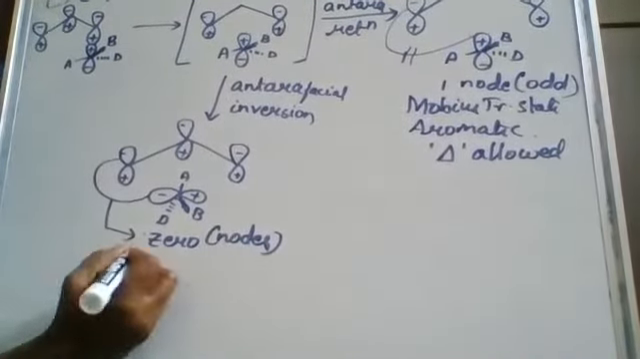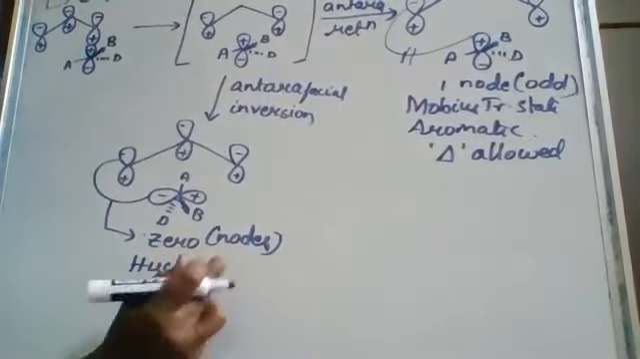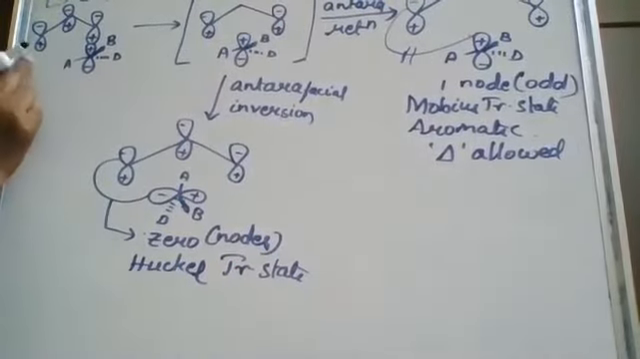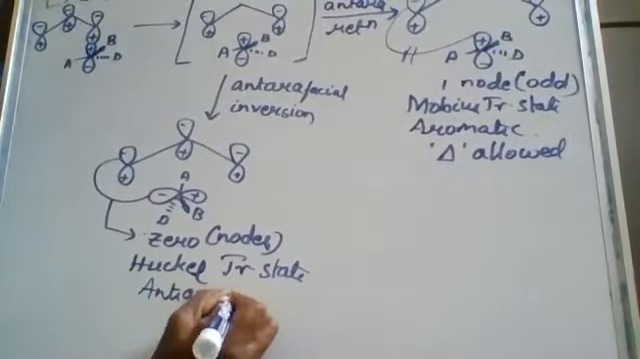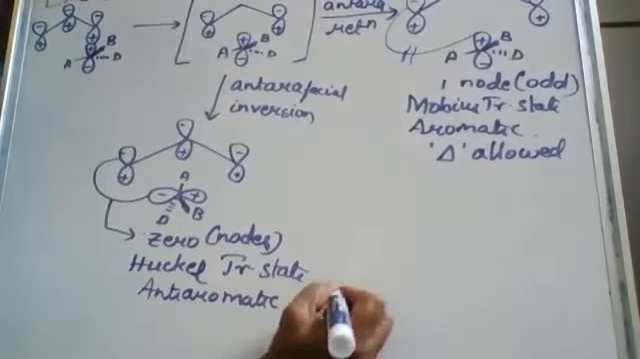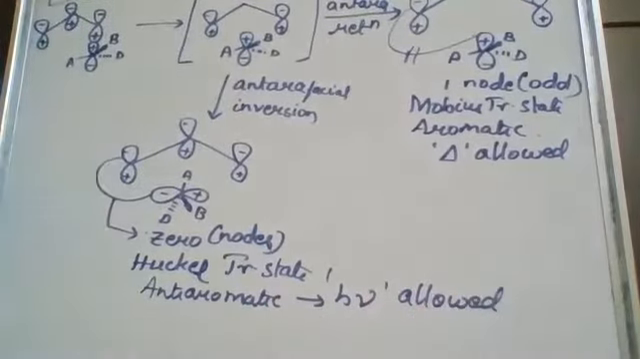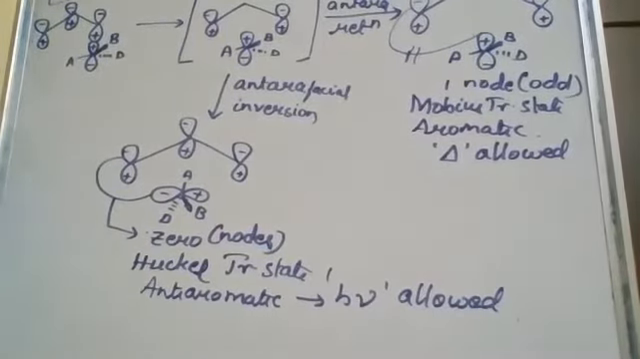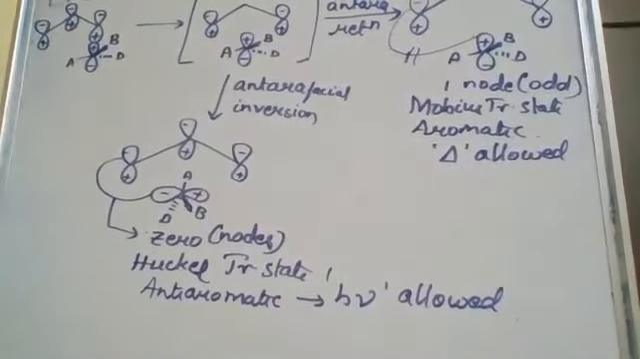It is a Huckel transition state. Sorry, it's a Huckel transition state. Because the molecule belongs to a 4n pi system, it is anti-aromatic. As it is anti-aromatic, it is said to be photochemically allowed. So 1,3 group migration, antarafacial with retention of configuration is thermally allowed, whereas with inversion of configuration, it is photochemically allowed. We will be writing all these again in the selection rules.